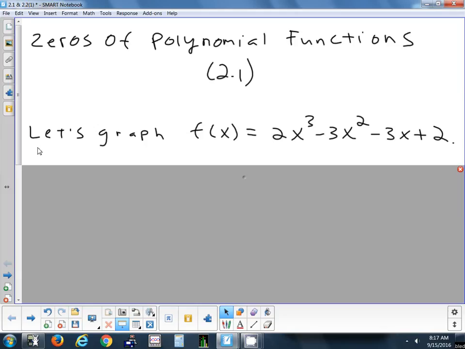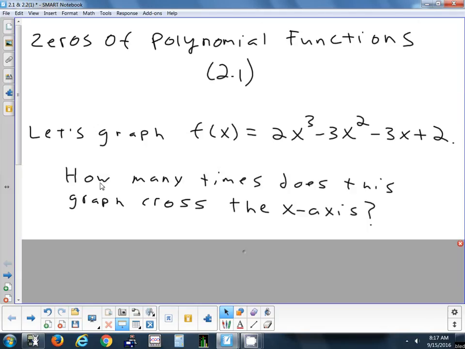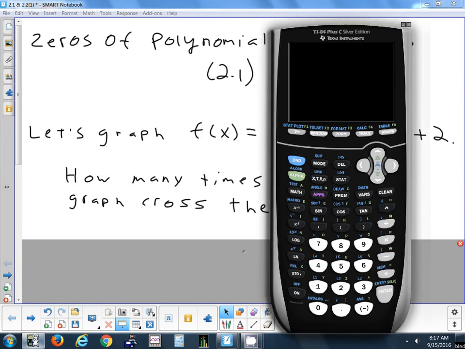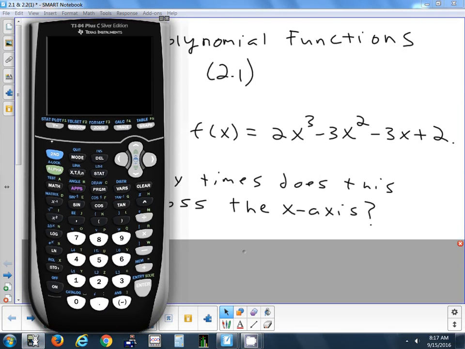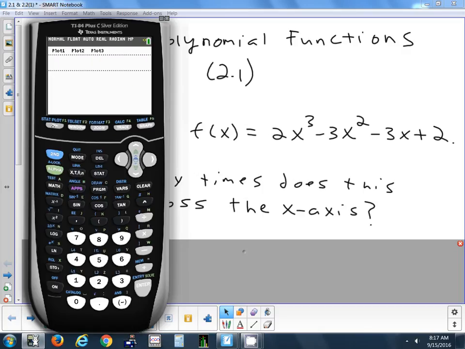So let's start with that. We'll graph it. And I want to figure out how many times it crosses the x-axis. All right, so I've got 2x cubed minus 3x squared minus 3x plus 2. Okay, I'm going to start with a standard window, and I'll go from there.